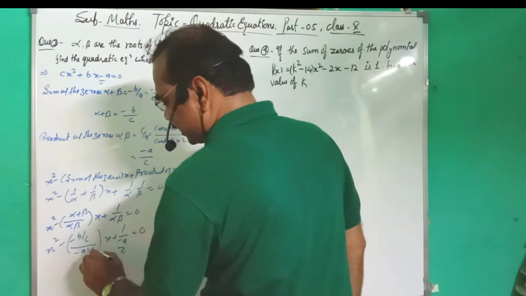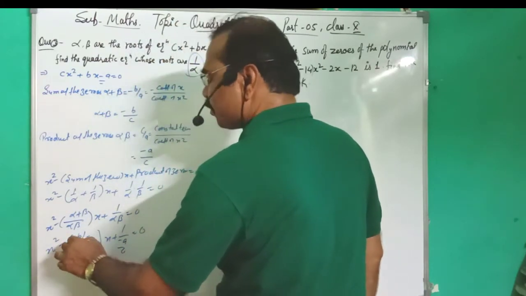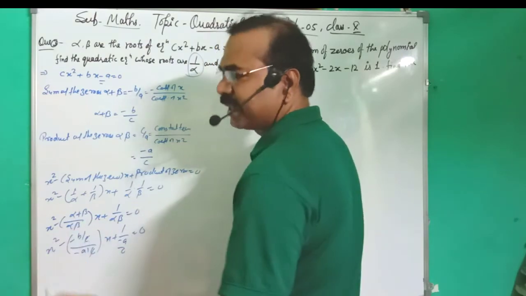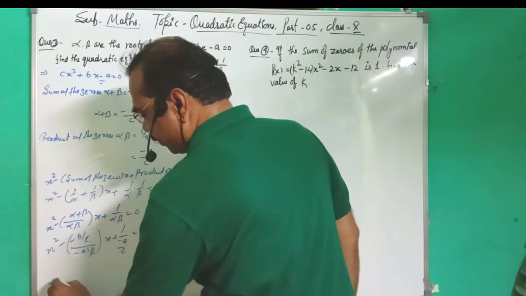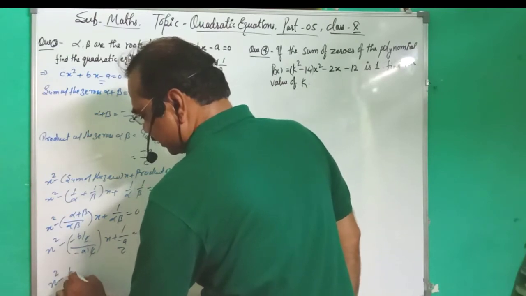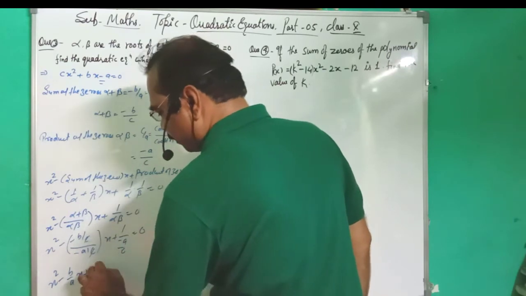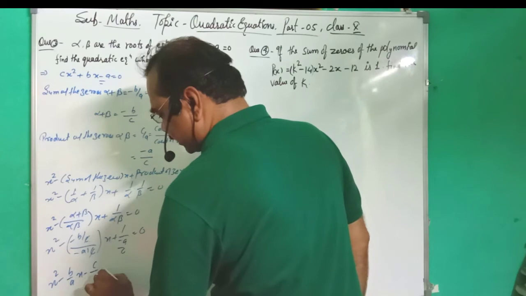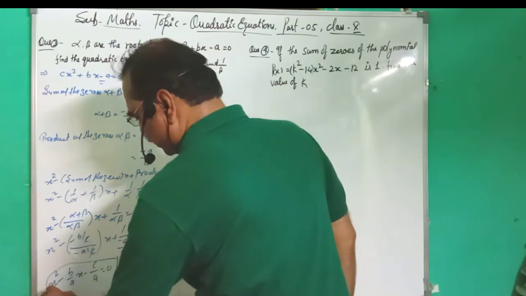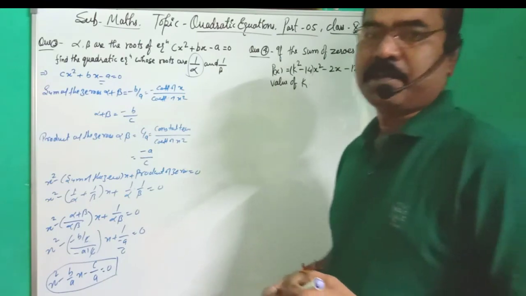So students, that c is cancelled. Minus and minus cancel to give plus, and plus and minus give minus. We can write here x square minus b upon a x plus, c comes up, minus c upon a, and plus minus is a minus. That is your required equation when the roots are given as 1 upon alpha and 1 upon beta.